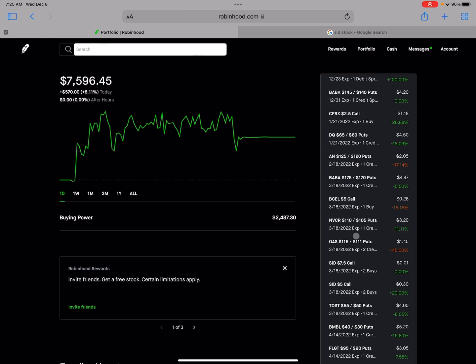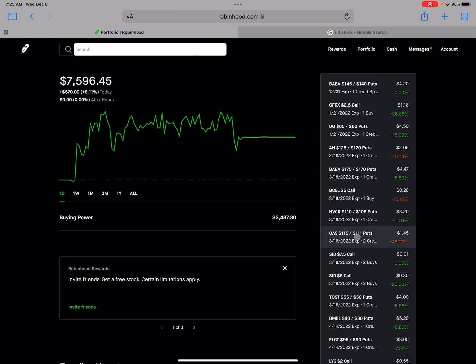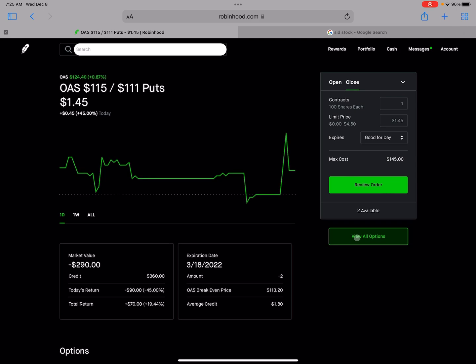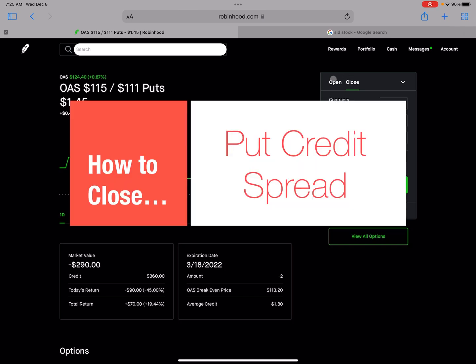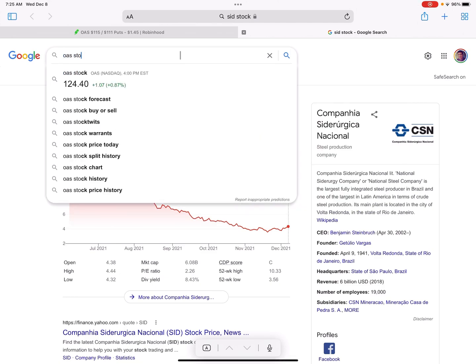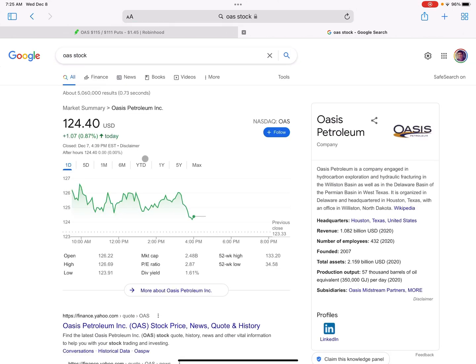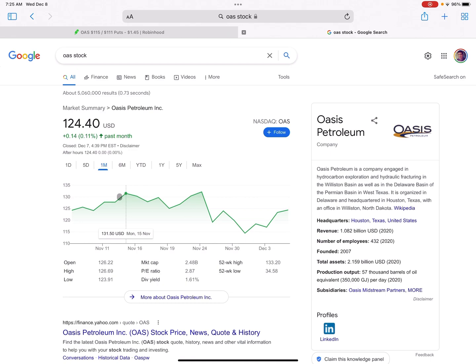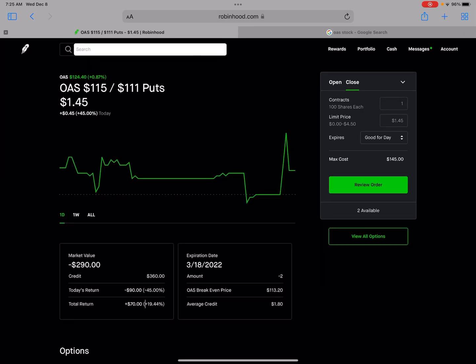Okay, going back into my portfolio, let's take a look at a slightly more complex trade. I'm going to take a look at this one right here. That's down as of yesterday. OAS. Okay, so I actually had a gain in the stock, and this is a put credit spread. So just letting you take a look at how the stock has been performing. I bought this relatively recently, and it's been pretty sideways. I actually made a profit of 19%.